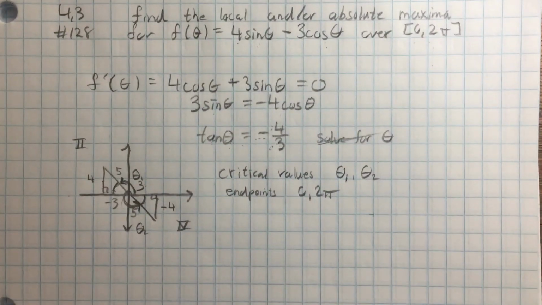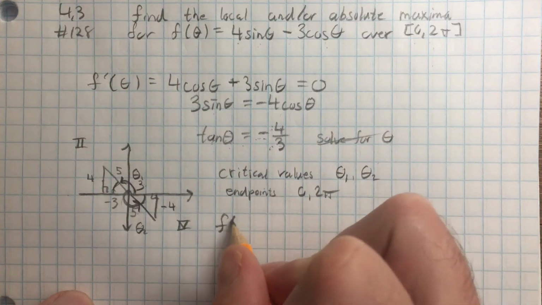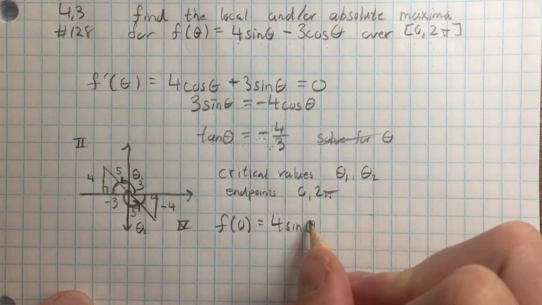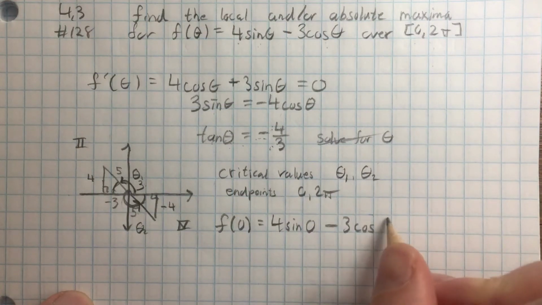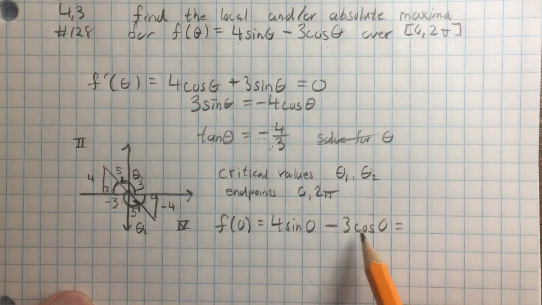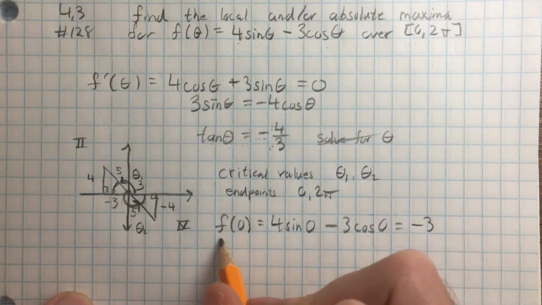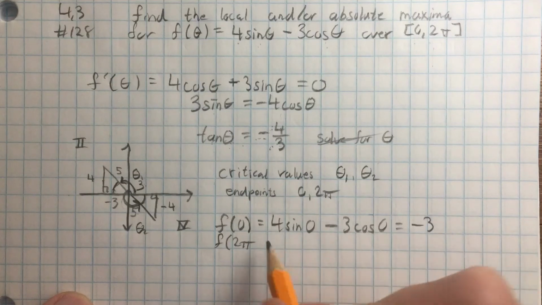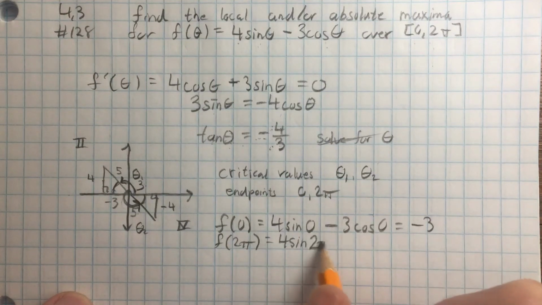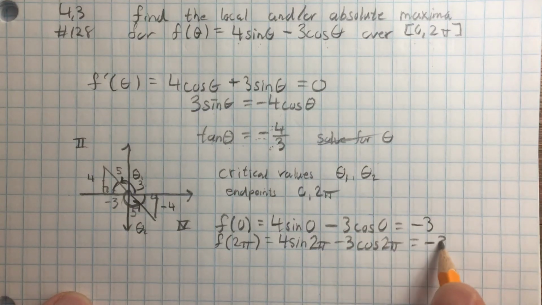Okay. So let's plug these back into the original function. The endpoints should not be too problematic. F of 0 equals 4 sine 0 minus 3 cos 0. 4 sine 0 is nothing because sine 0 is nothing, and 3 cos 0 is 3, so I have negative 3. Putting in 2 pi will give us the exact same thing because these two functions are 2 pi periodic. So without doing too much calculating, we also get negative 3.